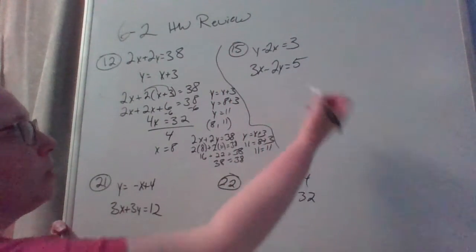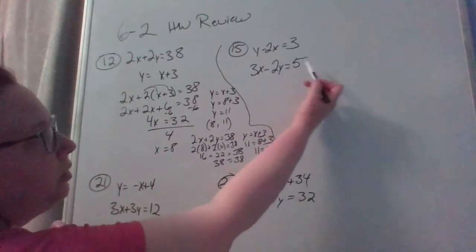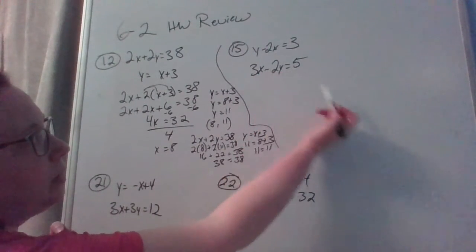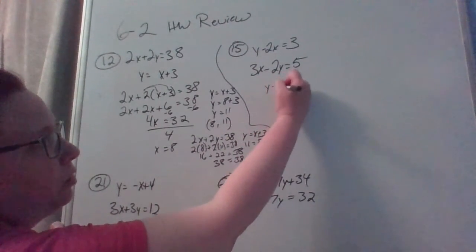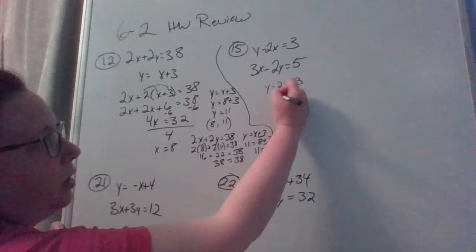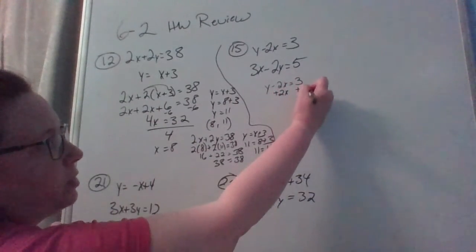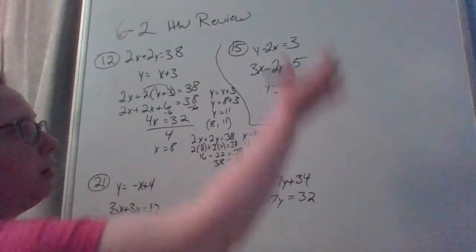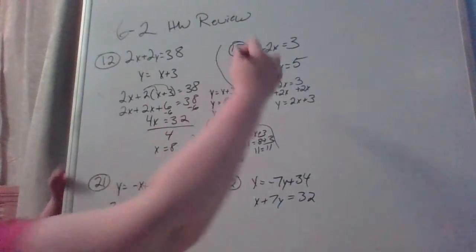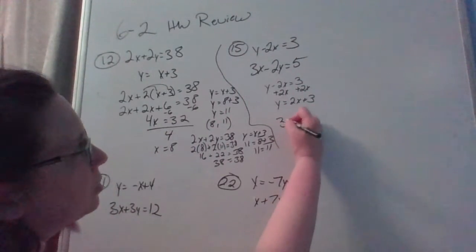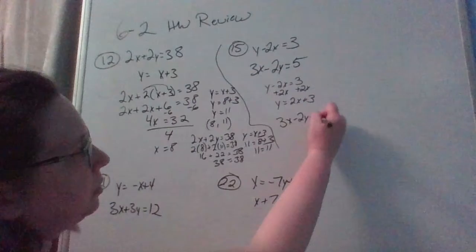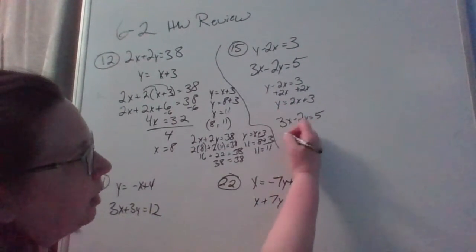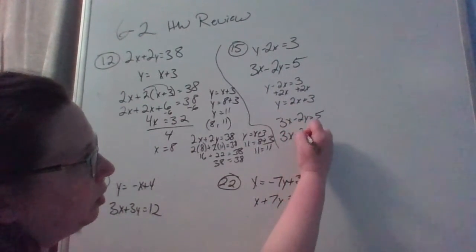Number 15, same kind of problem. Neither of these is solved for x or y, but you can see that that y does not have a coefficient. So I would choose to solve for that because that's one little step there. And then I'm going to substitute that into this equation. So 3x minus 2y equals 5. I'm taking this and putting it in for y because we know that equals y.